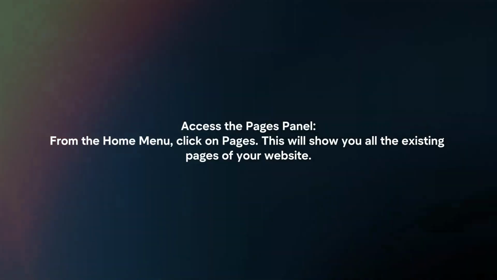Access the Pages panel. From the home menu, click on Pages. This will show you all the existing pages of your website.